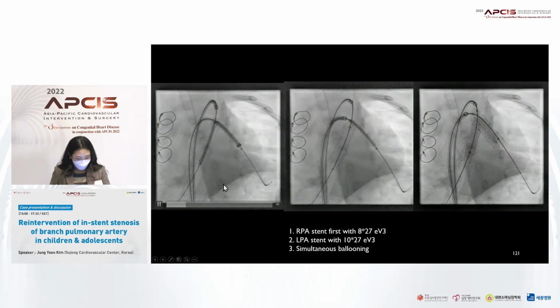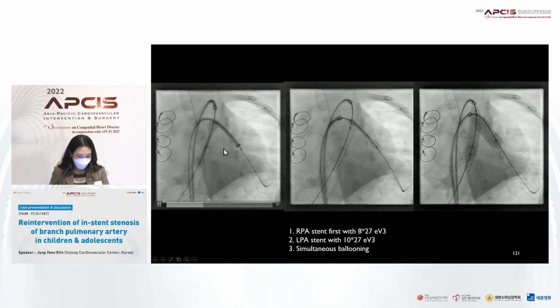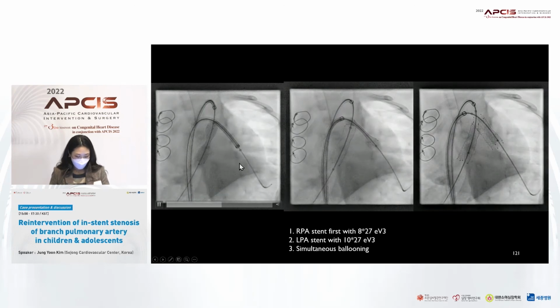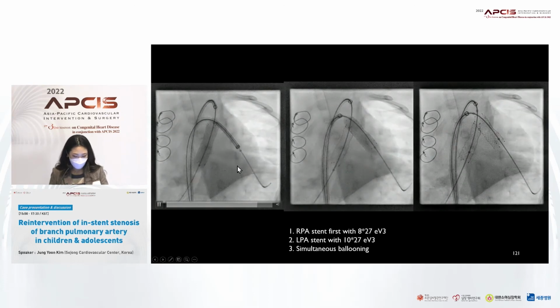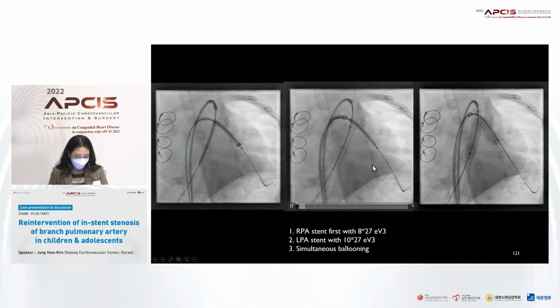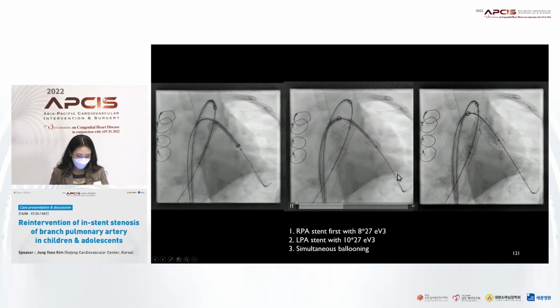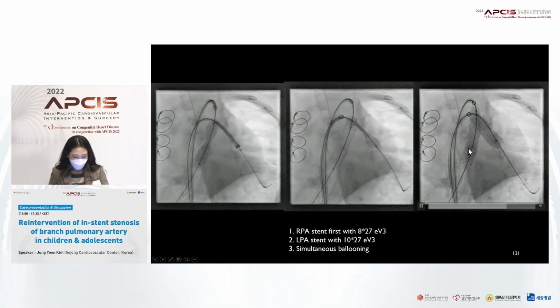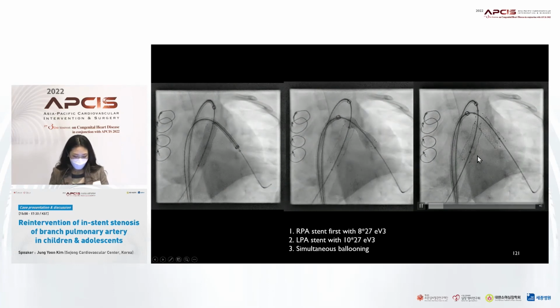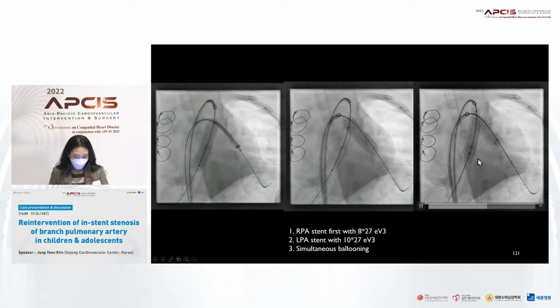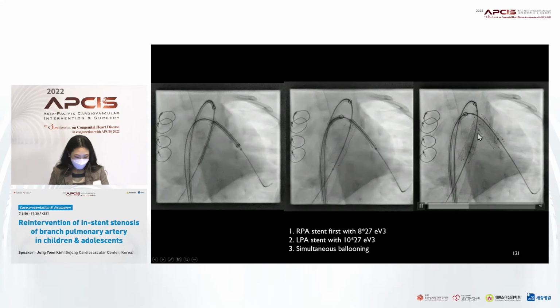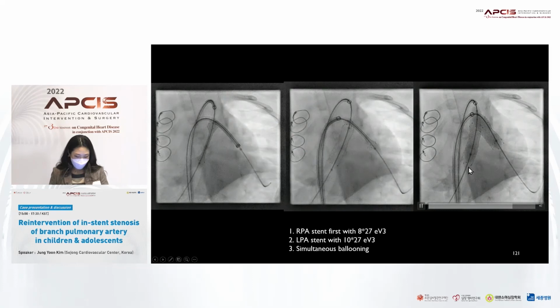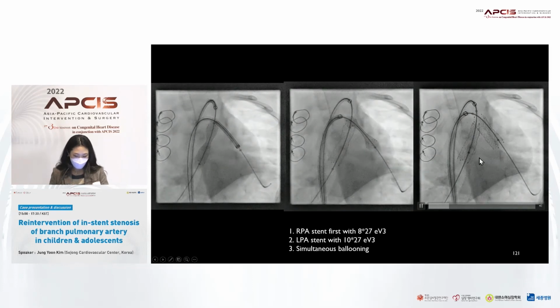At first, the RPA stent was deployed covering the RPA os to the mid RPA using an EB3 8 millimeter by 27 millimeter length. Then the LPA stent was deployed using an EB3 10 millimeter, 27 millimeter length also. But as you can see, the LPA stent protrudes into the MPA, which interferes with the RPA stent, so the RPA stent was a little bit crushed. So we did simultaneous bilateral PA stent ballooning at the end of the procedure.